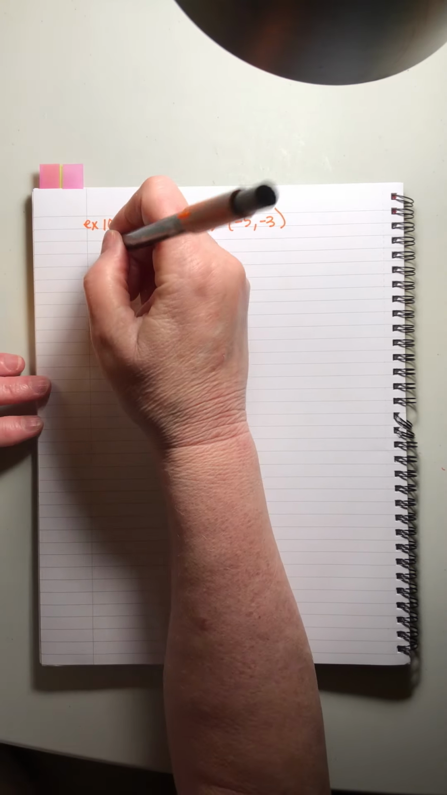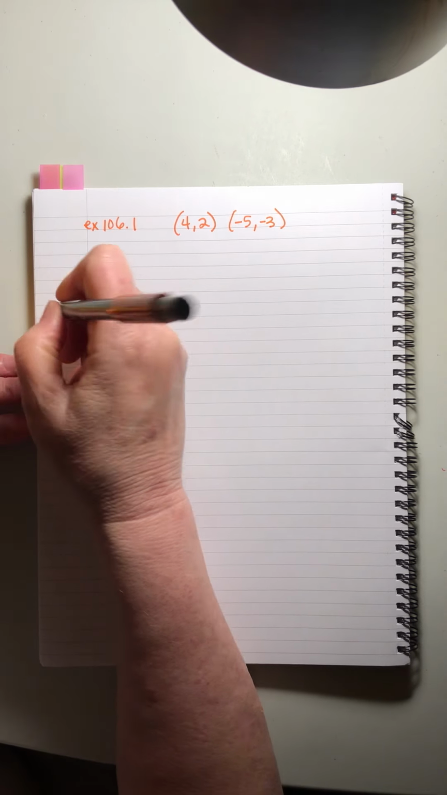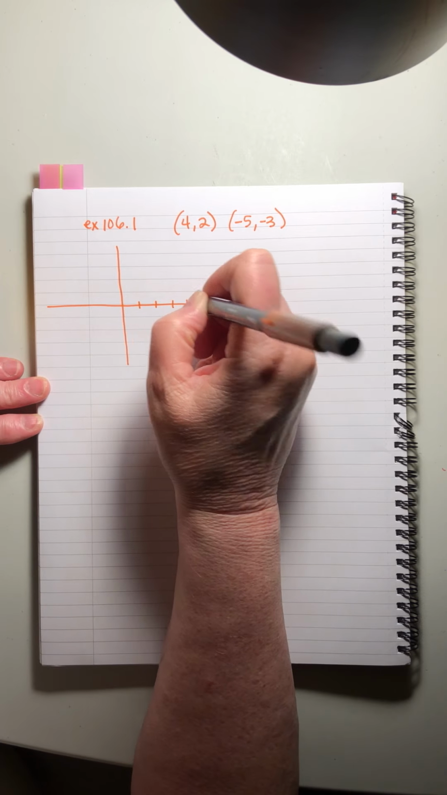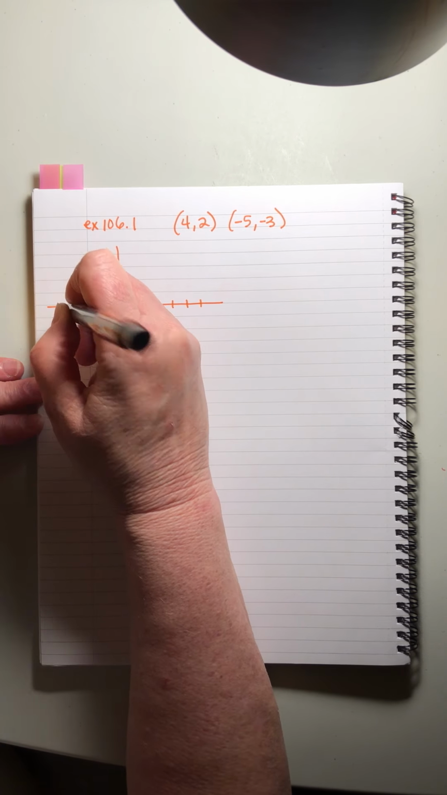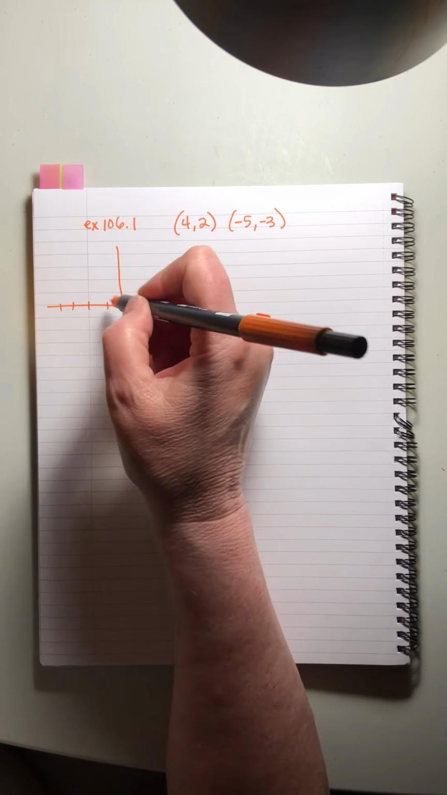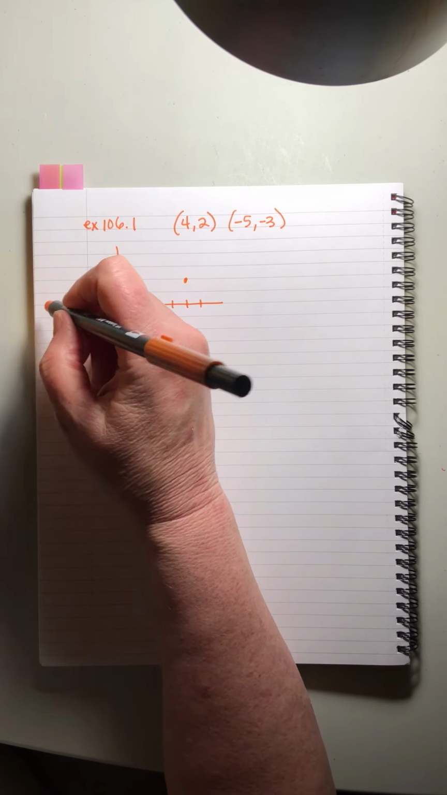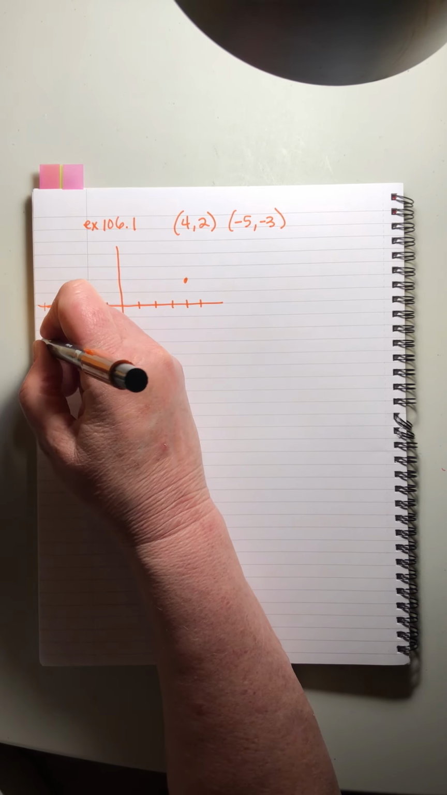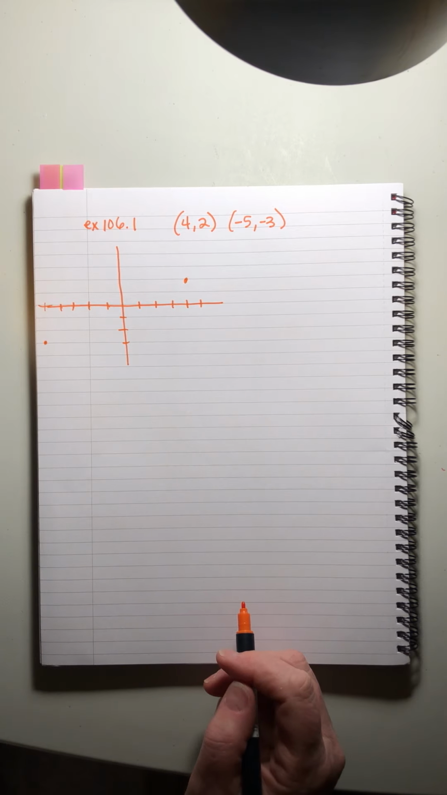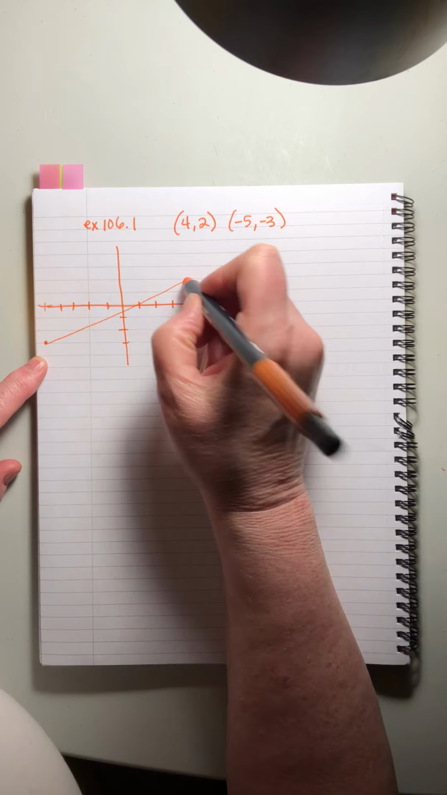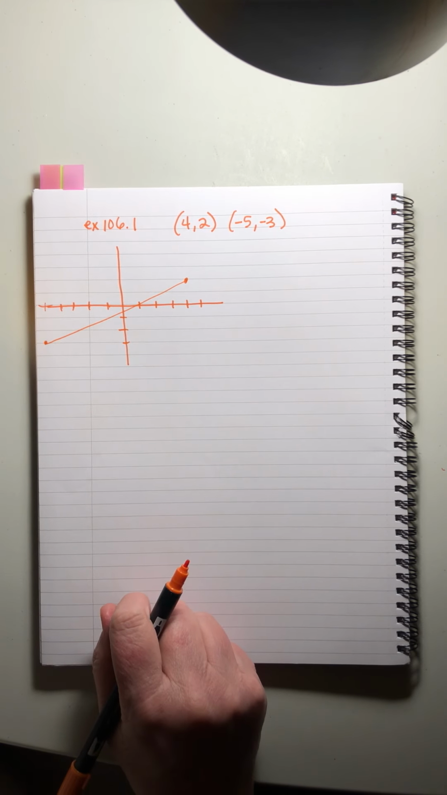Okay, we could graph these. Normally you don't have to, but I'm just gonna do it now to show you what it looks like. The whole magic of what I'm gonna show you is that you don't have to graph them. Okay, (4, 2), and negative 5, 1, 2, 3, 4, 5, and negative 3. There. Okay, we wanna know the distance between those two points.